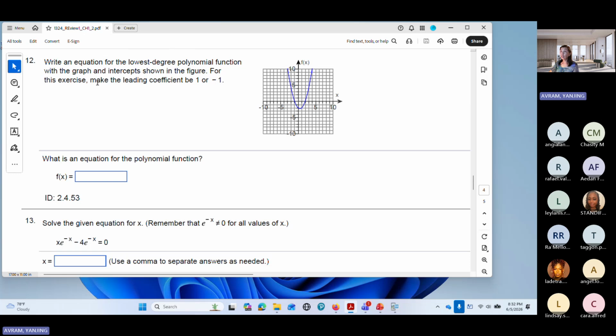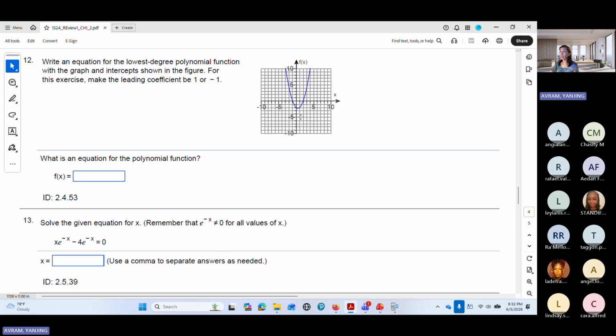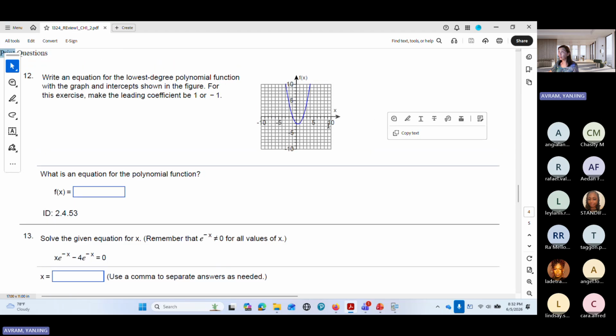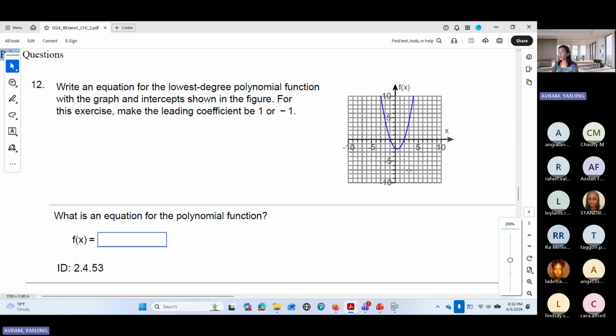Number 12 actually is pretty similar, okay? Write the equation for the lowest degree polynomial function with the graph showing the intercepts, with the leading coefficient being +1 or -1. This one is very similar to the one we just did earlier, except this time this A will be +1 because it's facing up, right? So this looks like a parabola. Okay, so parabola, the x squared we use the most.